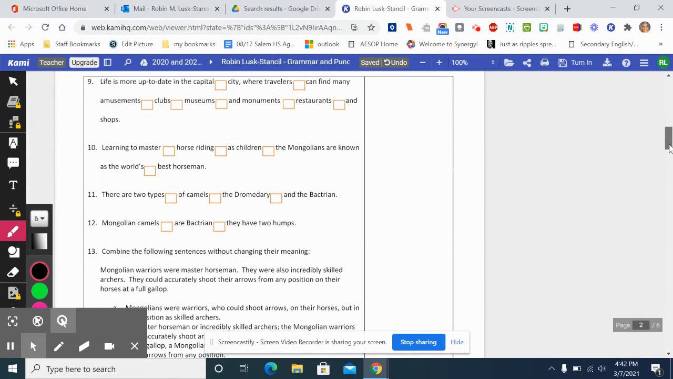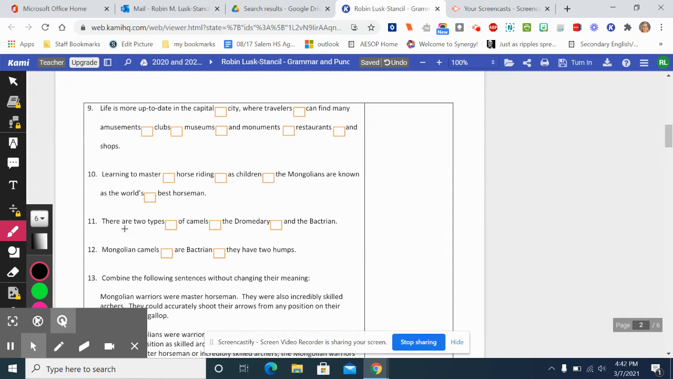I'm going to come up here and demonstrate. The same is true here when we look at sentence 11. There are two types of camels, the dromedary and the Bactrian. The two types of camels is a complete sentence, but we can't put a period because this part is not. The dromedary and the Bactrian is not a complete sentence. They are actually two examples of the two types of camels. Again, we have our complete sentence, we put our colon, okay, and then we have our two examples noted.